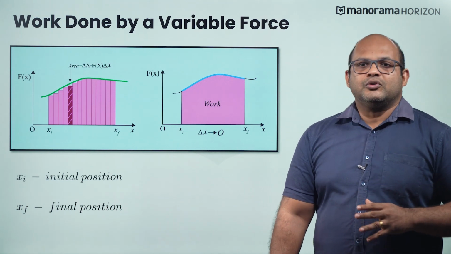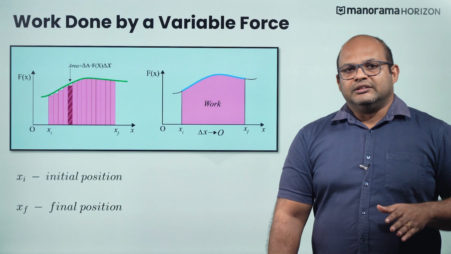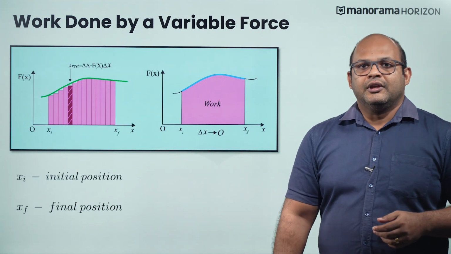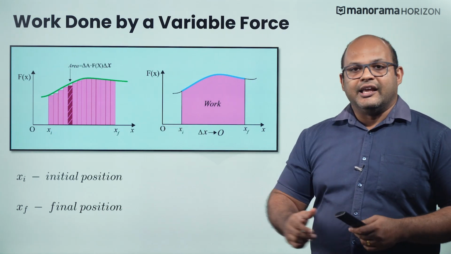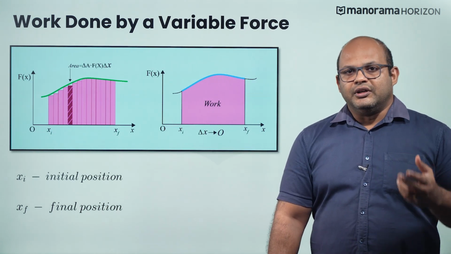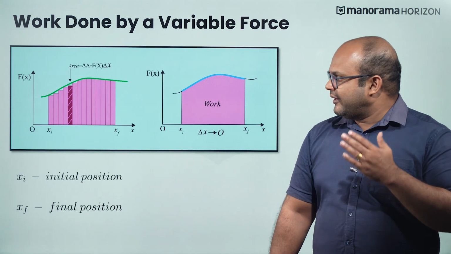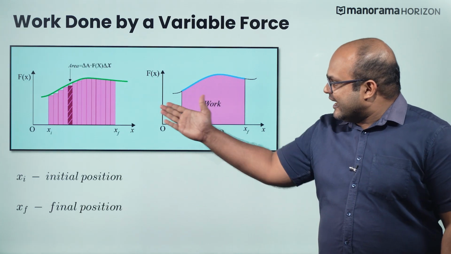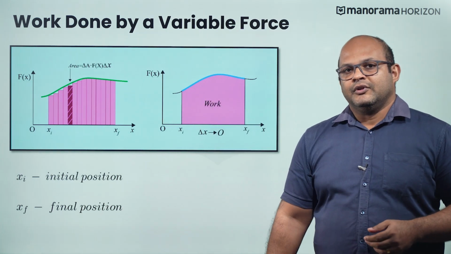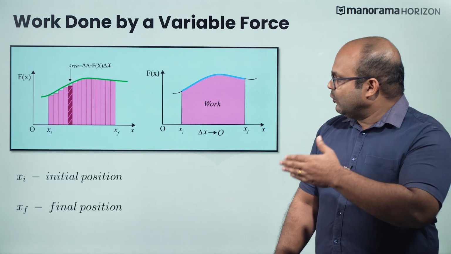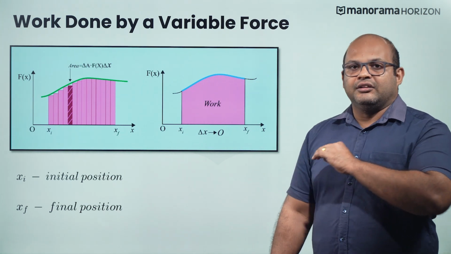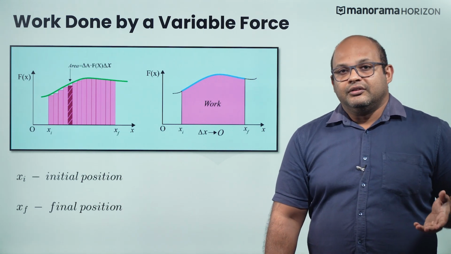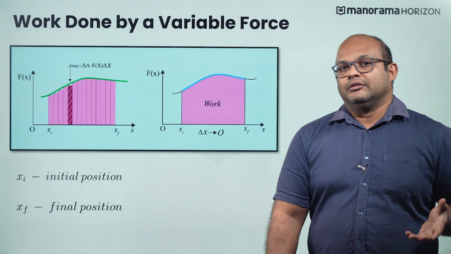When a variable force is acting on an object that displaces it from its original position, let's say xi, to another position, let's say xf, then we can say that work is done by that force to move from xi to xf. This work done is equal to the area under this curve. So here we have a curve between force and displacement, and the area under the curve will tell us the total work done. This area is not easy to calculate because the shape of this curve is irregular.